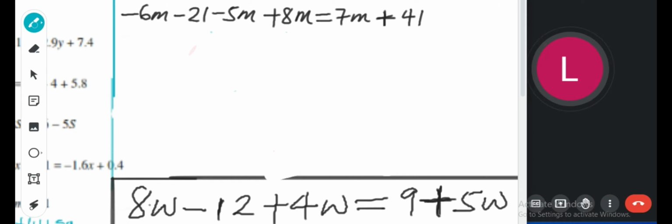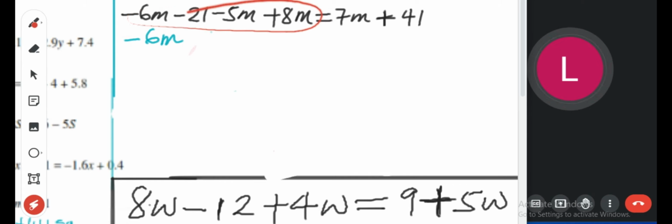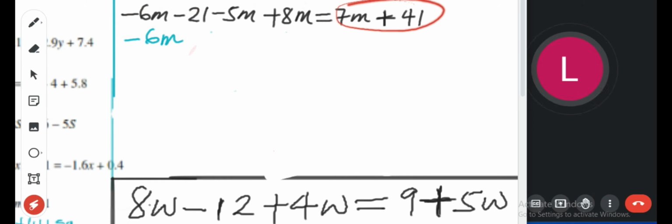So we write minus 6m. It is minus 6m because it's still on the left hand side, so it will retain its sign. Don't throw away the sign. It's still on the left hand side of this equality sign. This equality sign is like a bridge dividing into two equal parts. All of these are left hand side, while all of these are right hand side.